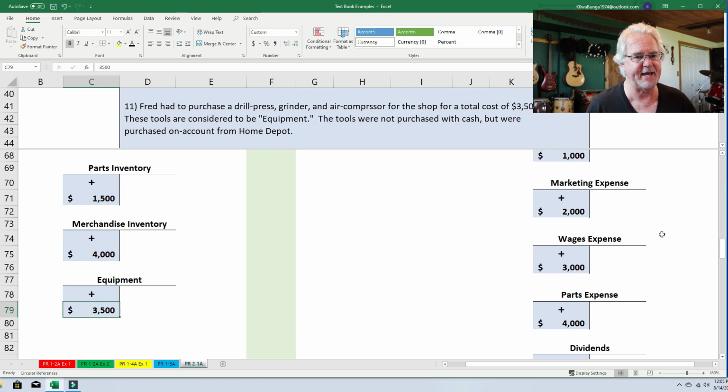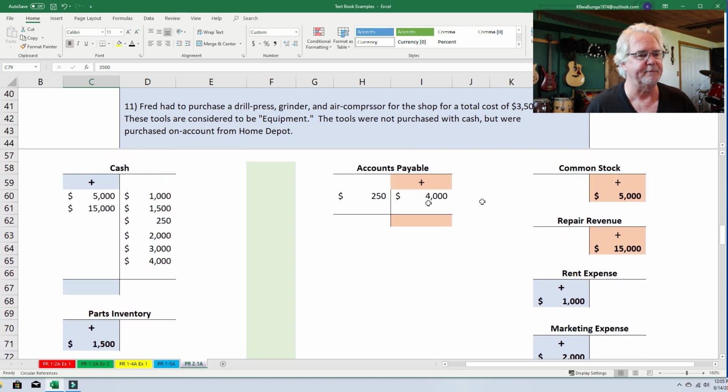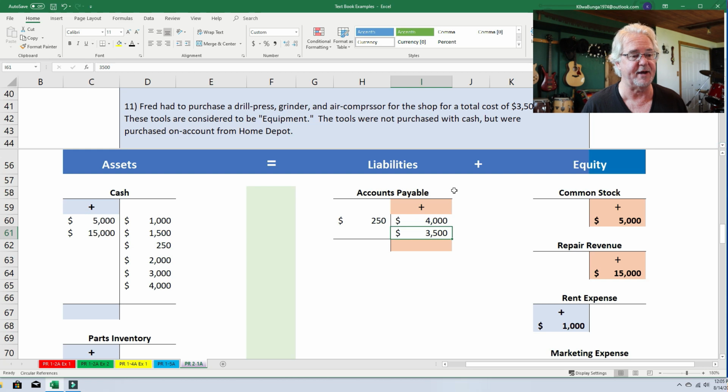Now, Fred is not paying cash, but rather Fred borrowed the money. Accounts payable. Whenever you borrow money, that's a liability because you have to pay that money back.